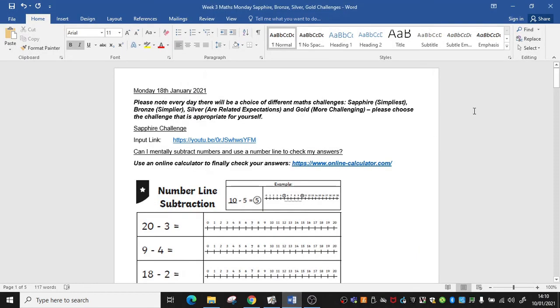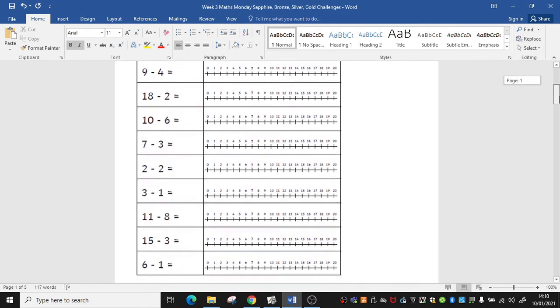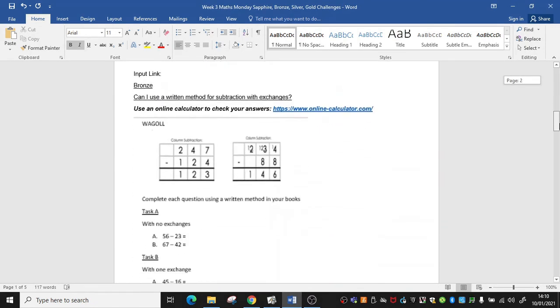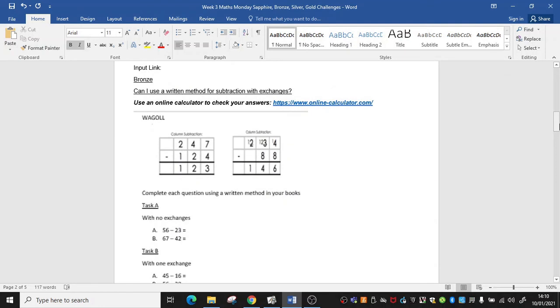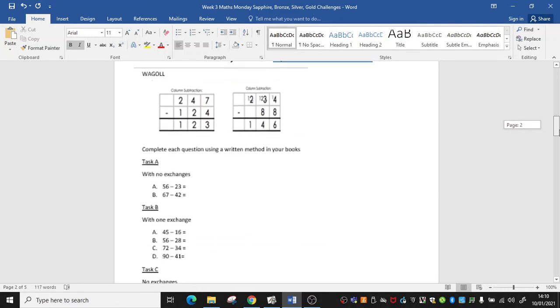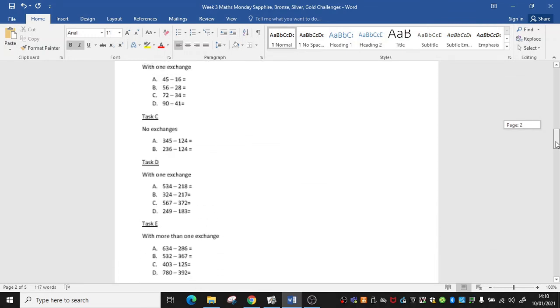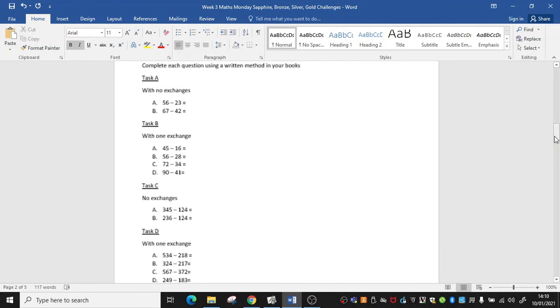In terms of today's task then, we can see the Sapphire task there, which Mrs. Doolin would have spoken about on the video. Now, if you're not feeling quite so confident with this method, then I would suggest starting with the Bronze Challenge, focus on the Bronze Challenge. Now, there are 5 challenges on here, tasks A to E. Again, you don't have to do them all.